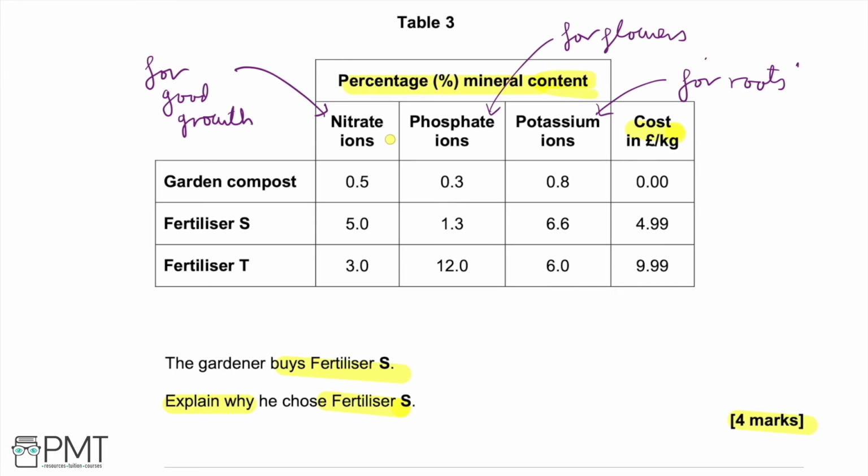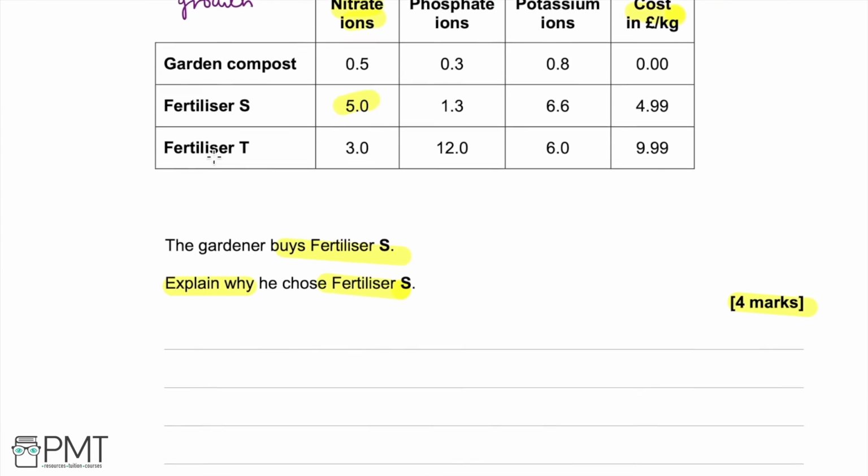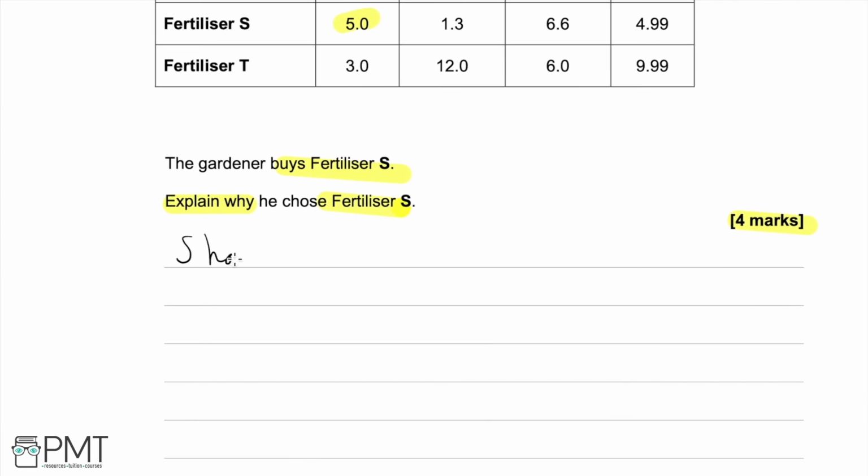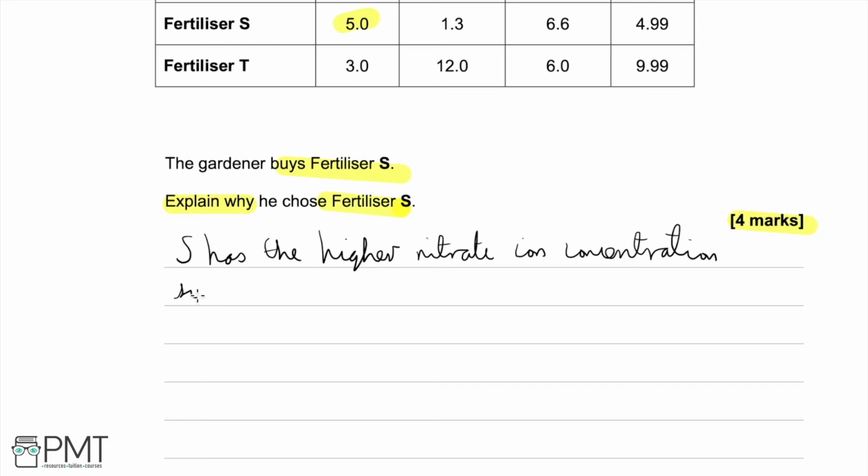Now let's first look at the nitrate ion column. We can clearly see here that fertilizer S, with a percentage of 5, has the most nitrate ions. Now with the most nitrate ions, this will allow plants to have the greatest rate of growth. So this will be the first of our 4 points. S has the highest concentration of nitrate ions, so will result in the greatest growth.